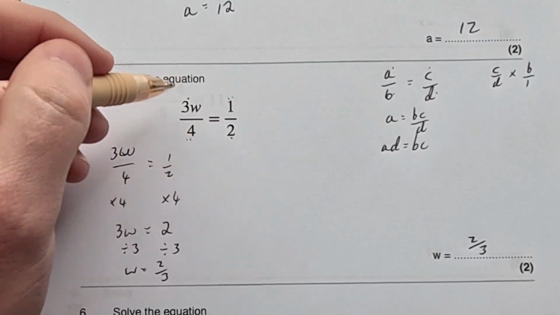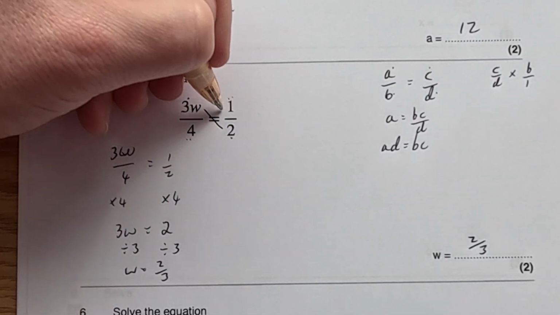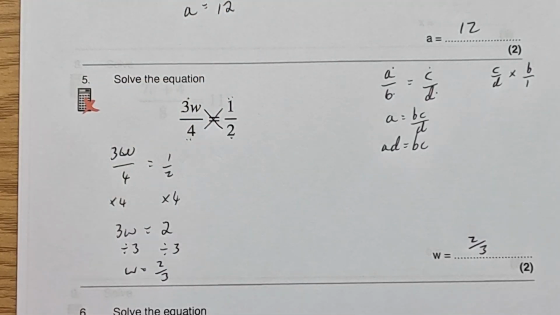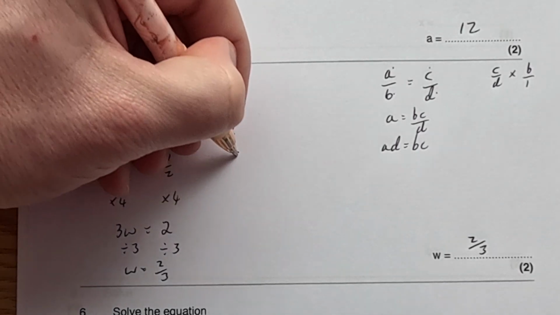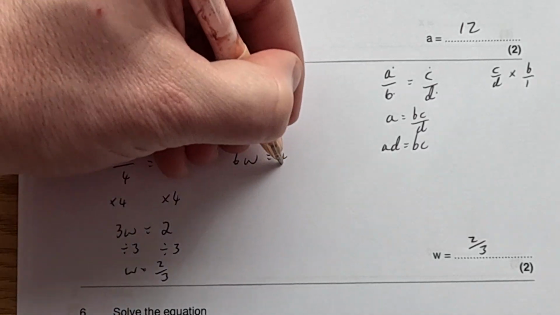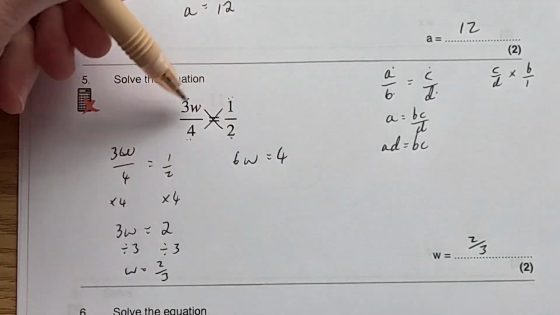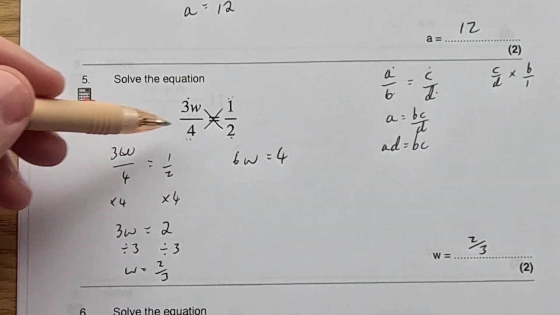So here, if we had a fraction equals a fraction like this, I could just multiply those two together and multiply those two together and put them equal to each other. And it's actually just a quicker and easier way to solve some of these questions. So 3w times 2 would be 6w equals 4 times 1, which is equal to 4. So here we've got our question and we've gone straight to 6w equals 4. So it's just a bit quicker than that.